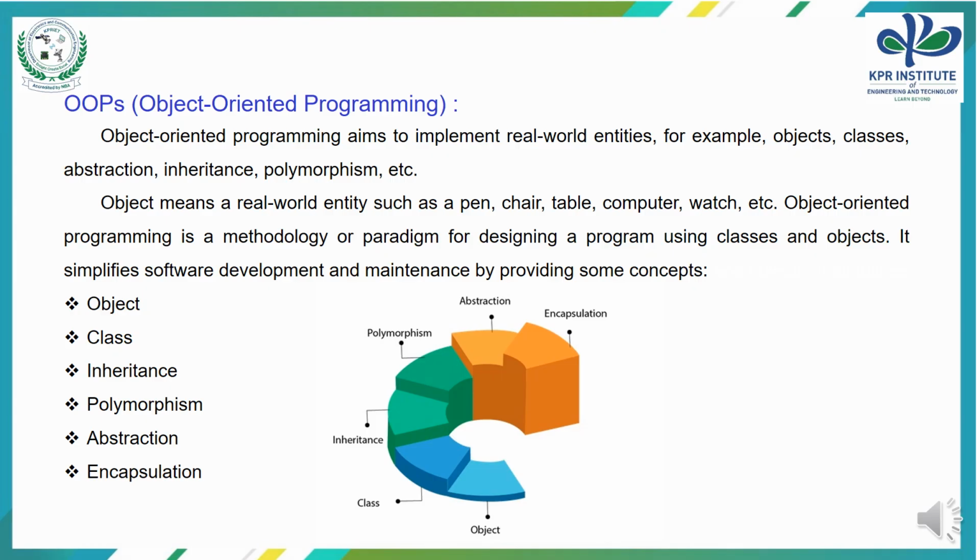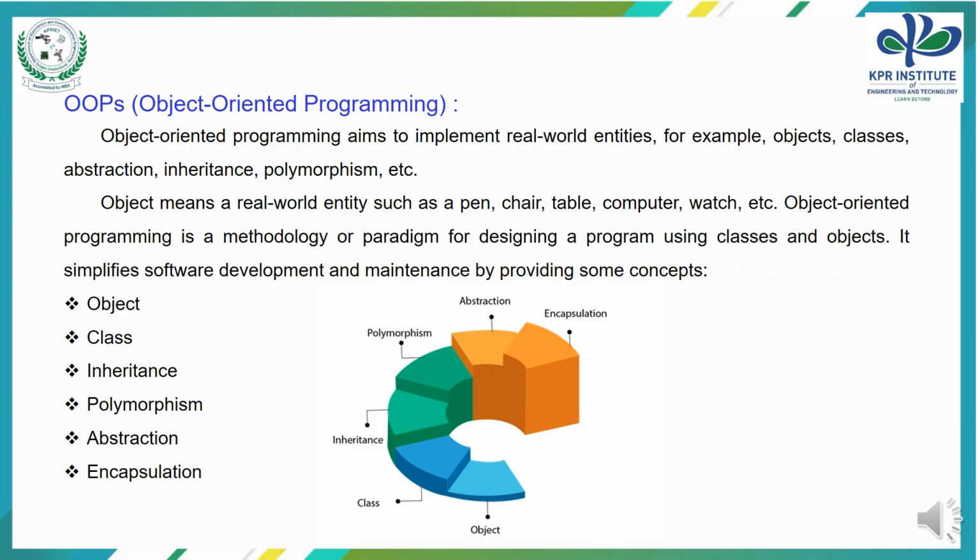The aim of the OOPS concept is to implement real-world entities. As I said, for example, it contains objects, classes, abstraction, inheritance, polymorphism, etc. These are all the properties of object-oriented programming. Object means we know that it is a real-world entity, such as a pen, chair, table, computer, watch, etc.